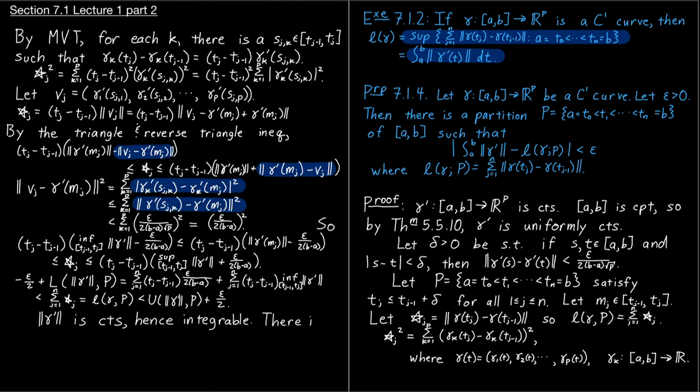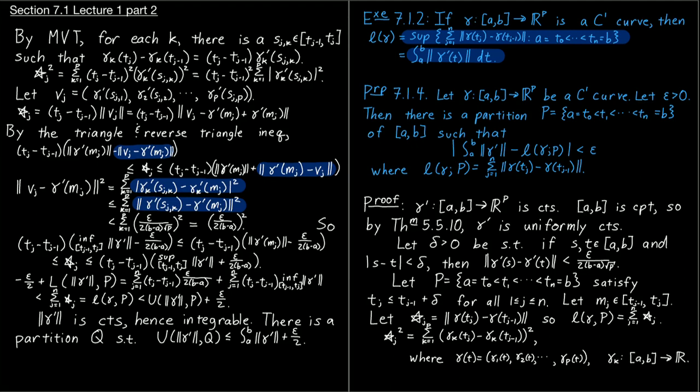And that means there is a partition Q such that the upper sum of the norm of gamma prime over Q is less than or equal to the integral of the norm of gamma prime plus another epsilon over 2, because the integral is the infimum of the upper sums. You can get an upper sum as close to the integral as you want.